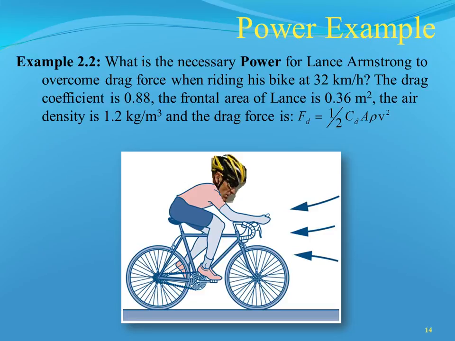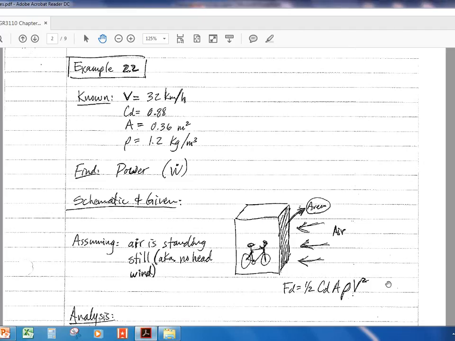Okay, so let's look at the solution to determining the power that's necessary for Lance Armstrong to maintain his bike velocity at 32 kilometers per hour, basically overcoming the drag force due to air acting on his body and on the bike. Okay, so if we pull up our lecture notes that can be found on Blackboard, we can see example 2.2.